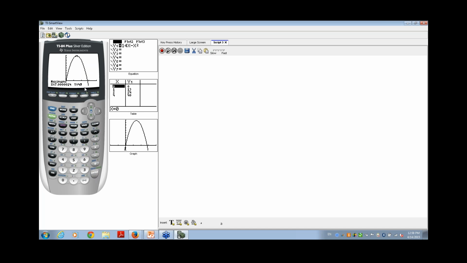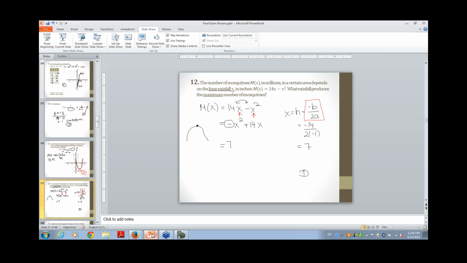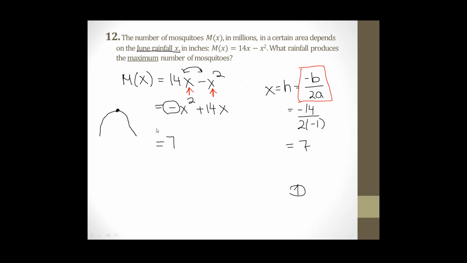But in our case, because we were asking for the number of mosquitoes, the x value would be the corresponding answer to this problem. So let's go back to our slide. So mathematically or graphically, it's your choice because the question doesn't really indicate what you should do. Questions?